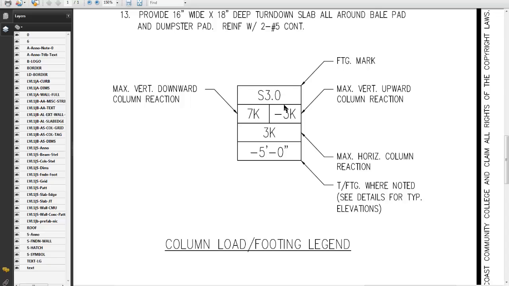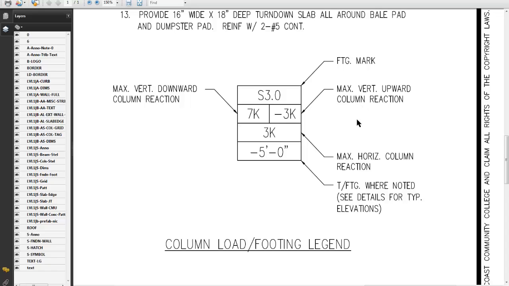This is the actual footing mark. Okay, it's F3. This is the maximum vertical downward column reaction. You can just think of this as stuff the engineer comes up with. You can think of this as the amount of pressure on it from the top downward, 7,000 pounds, 7 kips. A kip is 1,000 pounds, so 7,000 pounds.